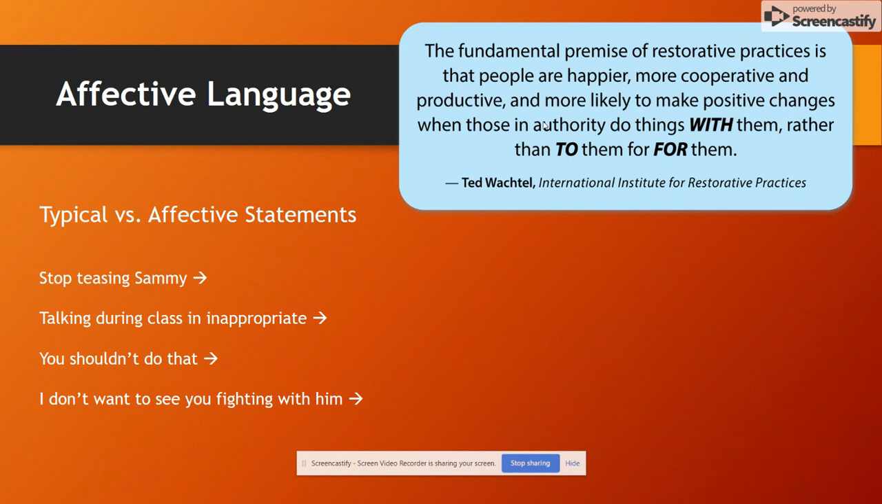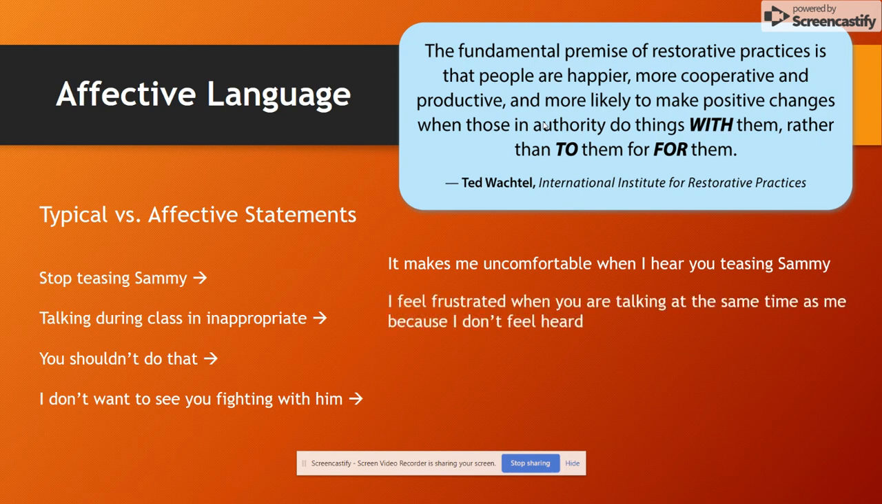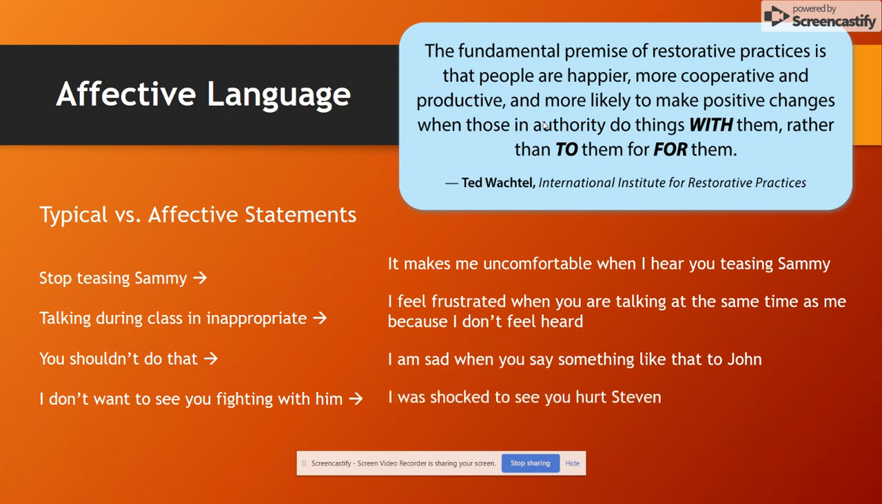Use of effective language puts the focus on the way behaviors impact others. So some examples of typical versus affective statements. Stop teasing Sammy becomes, it makes me uncomfortable when I hear you teasing Sammy. Talking during class is inappropriate. I feel frustrated when you're talking at the same time as me because I don't feel heard. You shouldn't do that. I'm sad when you say something like that to John. I don't want to see you fighting with him. I was shocked to see you hurt Stephen.